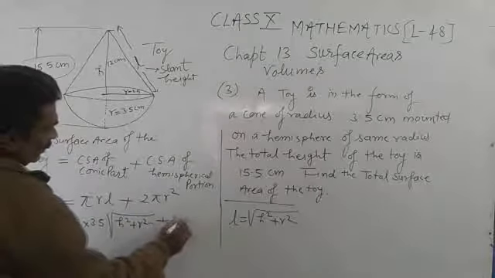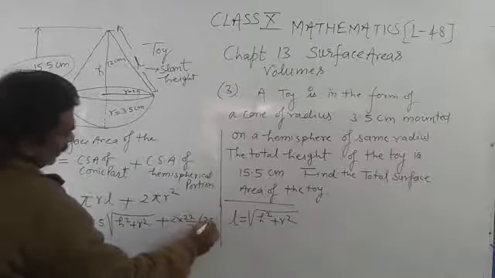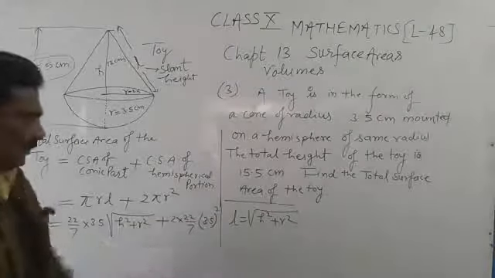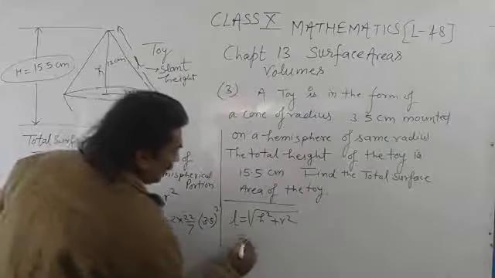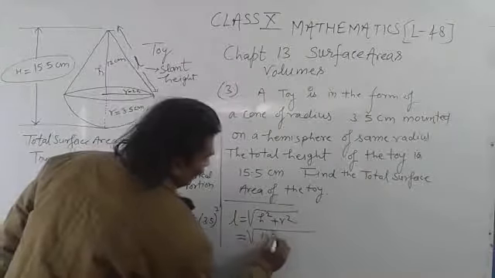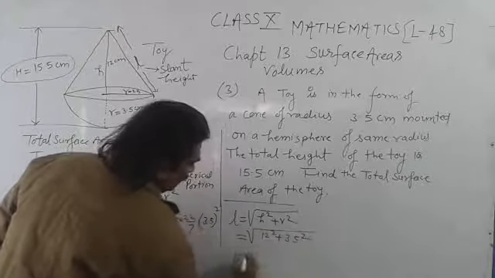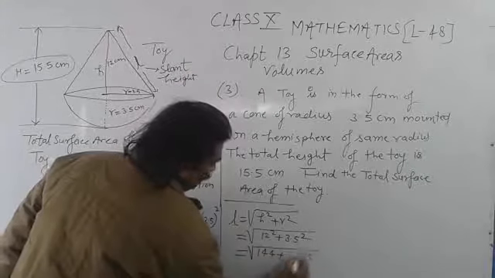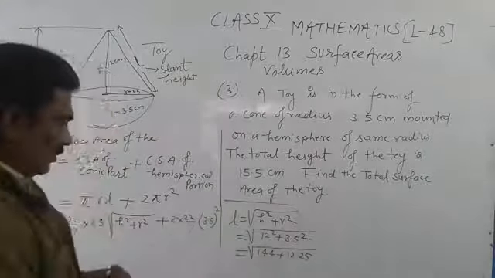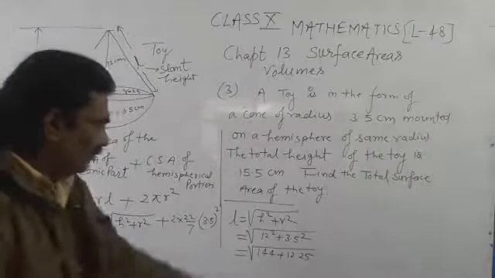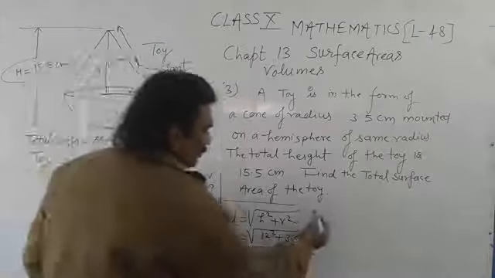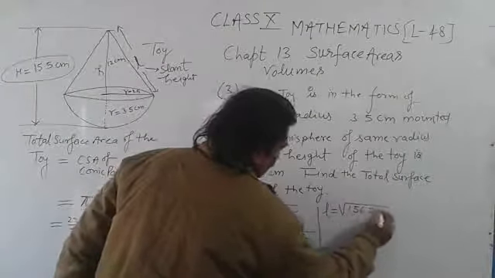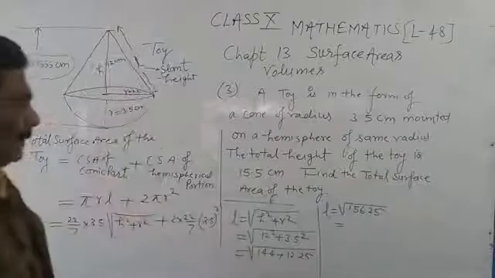प्लस 2 इंटू 22/7 इंटू 3.5 होल स्क्वायर. तो नाउ स्टूडेंट्स, from this formula we can calculate length, height sorry. तो h 12 स्क्वायर प्लस 3.5 स्क्वायर. After opening this becomes 144 plus 12.25. तो नाउ स्टूडेंट्स, this can be written as L is equal to under root 156.25, or square root of this number.